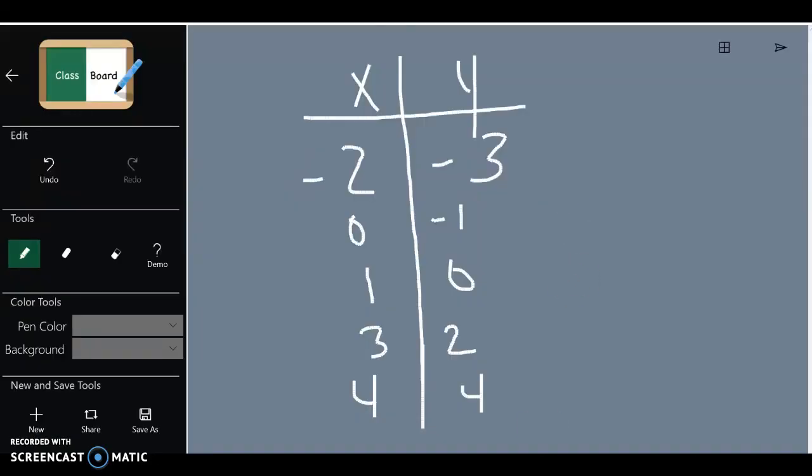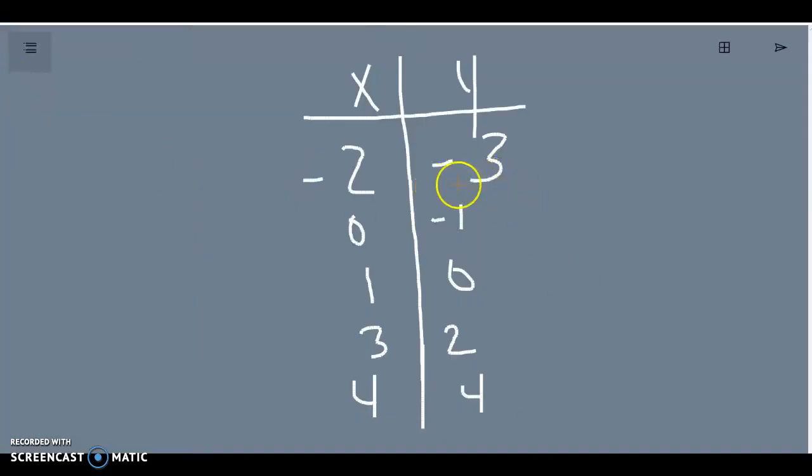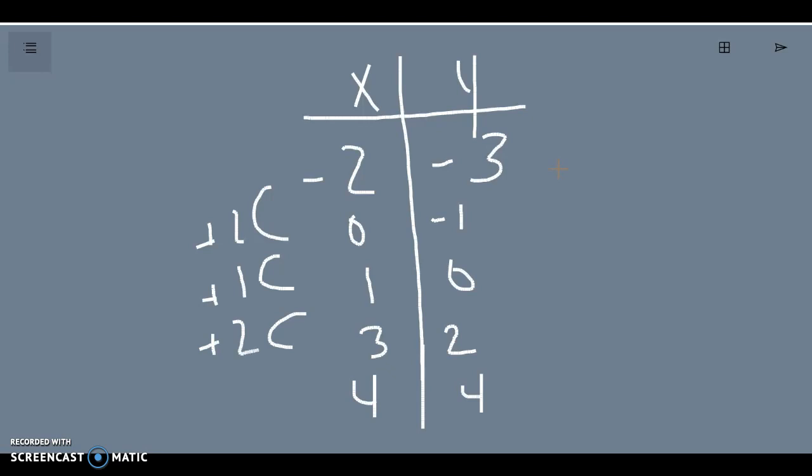So let's come over here to our whiteboard and let's look at the difference of each one. Looking at the x first, I see here that I have to add 2 to get to 0. From here, I have to add 1. From here, I have to add 2. And from here, I have to add 1. So it's a little bit more difficult to see because my x is not increasing at the same amount.